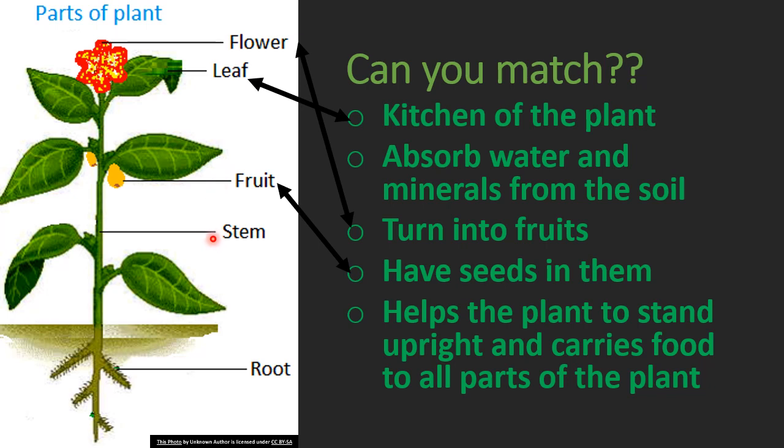Next, stem. Where do we match stem to? Yeah, you're right. Stem helps the plant to stand upright and carries food to all parts of the plant. Now can you spell stem? S-T-E-M. Stem helps the plant to stand upright and carries food to all parts of the plant.